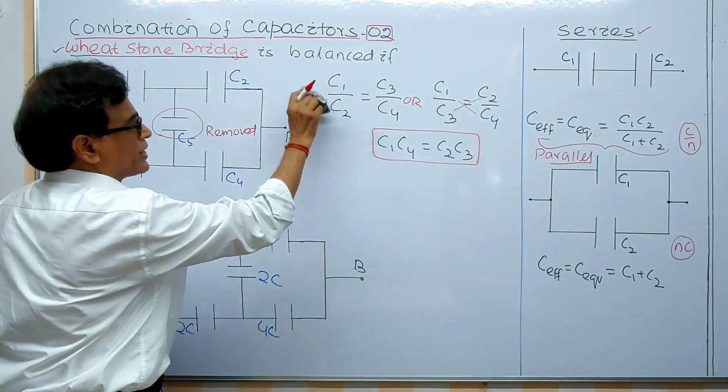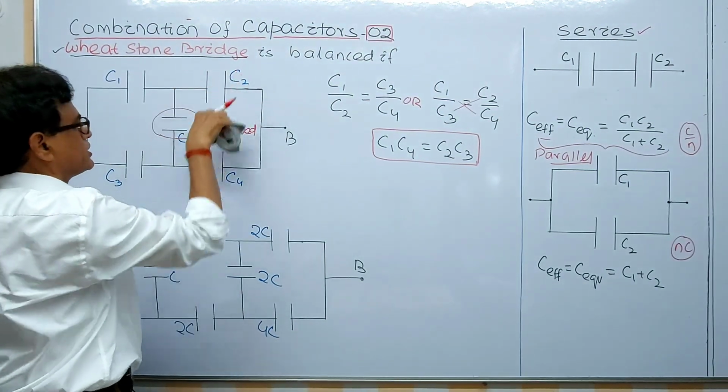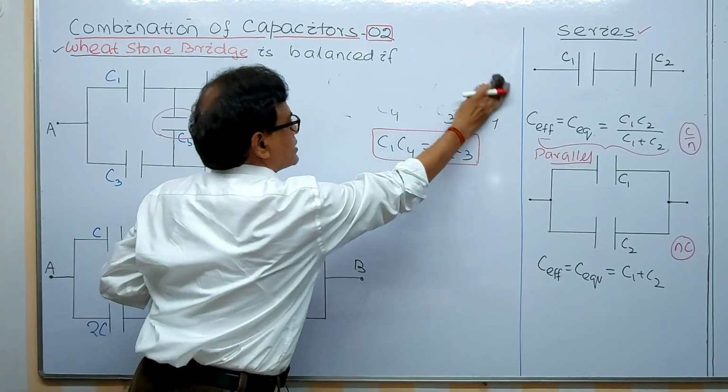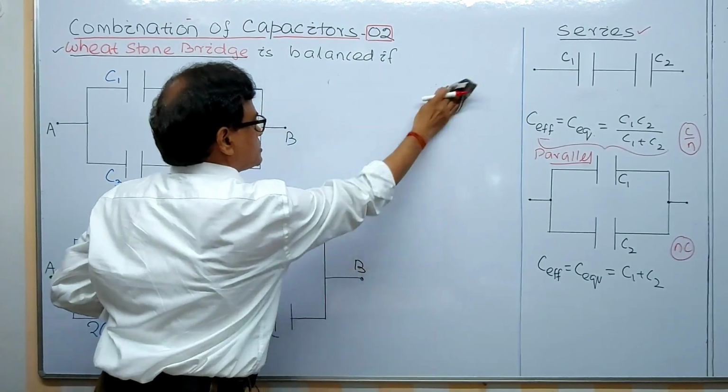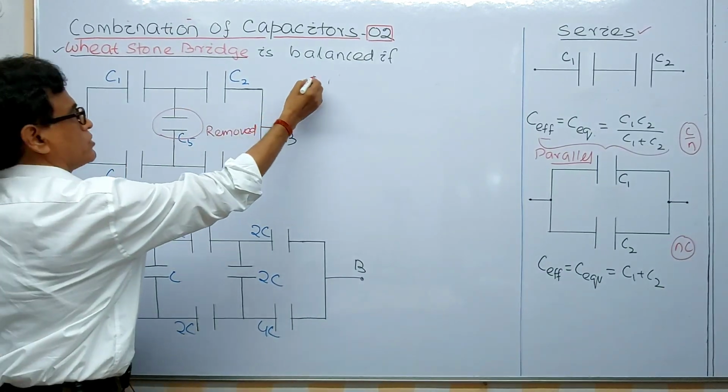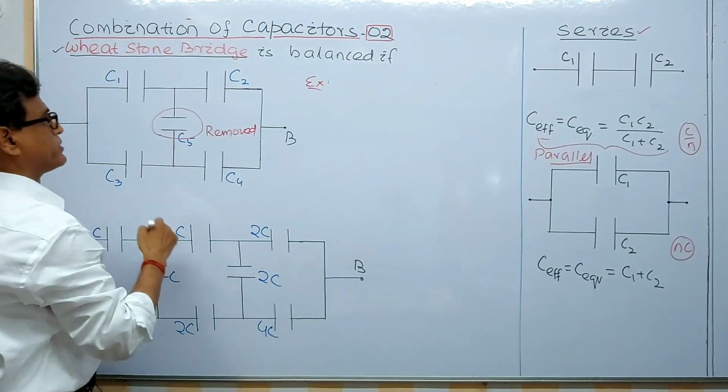This condition should be applied, remember: if this by this is equal to this by this, then this should be removed from the circuit, and that is called the balance condition of the Wheatstone bridge. Now here is the first example, and you should try to tell the answer immediately.